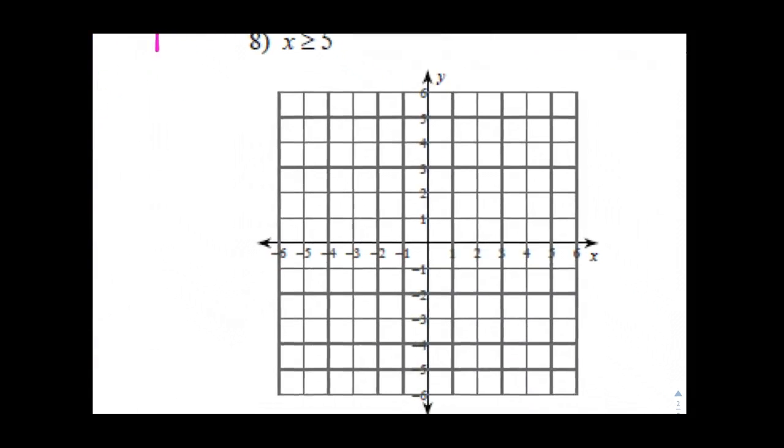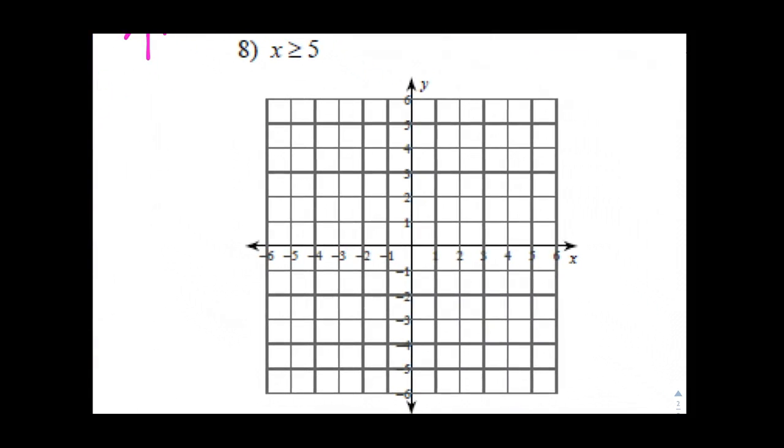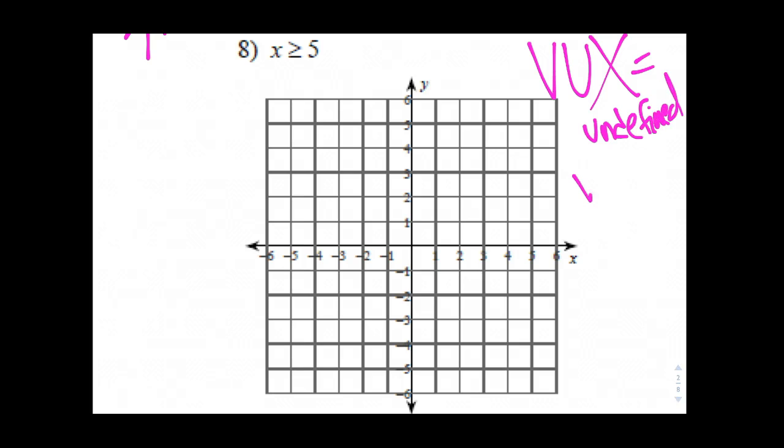Moving over here. This one's a little harder. It's not in y equals mx plus b form. I can't possibly put it in y equals mx plus b form because there's no y. If there is no y, then I am resorting to a vux. A vux means that it's an x equals, it has an undefined slope, and it is vertical.